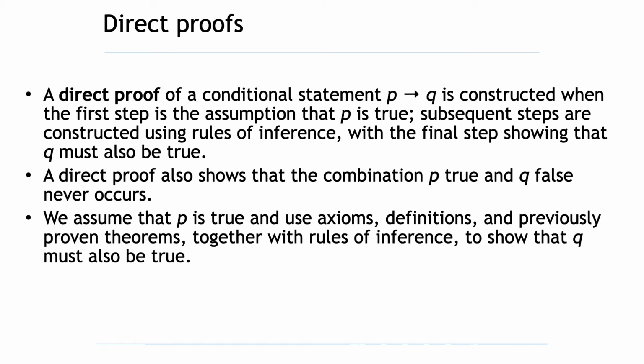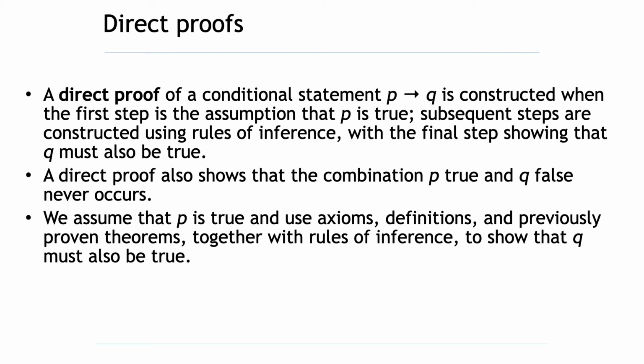You will see that P true and Q false give us as a result that P implies Q is false. And because the theorem has been always true, what we have to show is that that combination never occurs. So we assume that P is true and then we use axioms, definitions, previously proven theorems, and rules of inference, and then we show that Q must also be true. If we do that, then we prove our theorem.